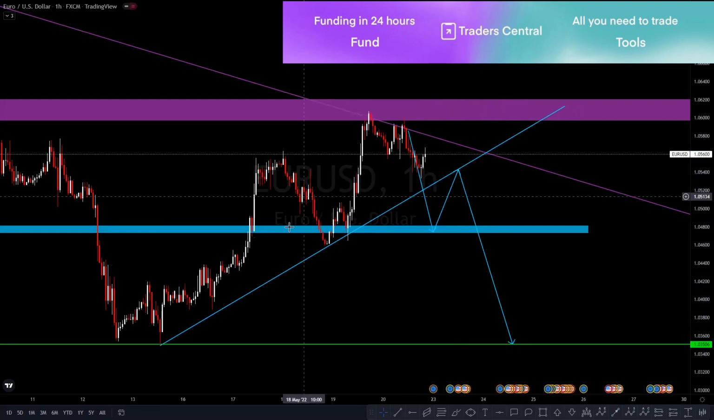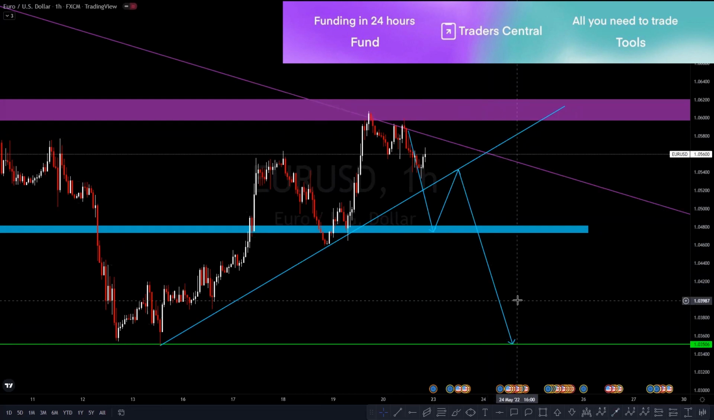So it will give us this perfect head and shoulder pattern in order for Euro USD to fall all the way to the downside, which is going to be around price 1.03506. But there's something that determines if Euro USD is going to fall or go back up to the upside, guys.